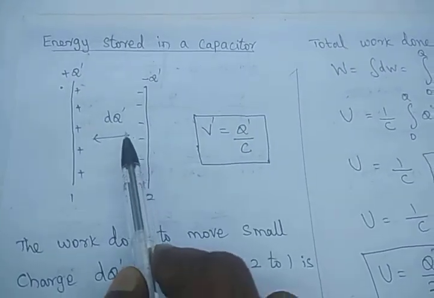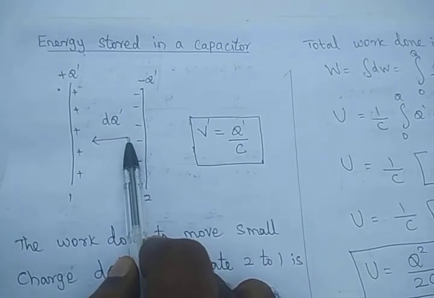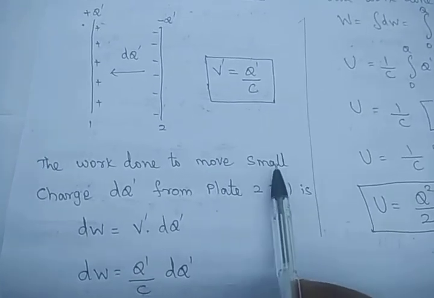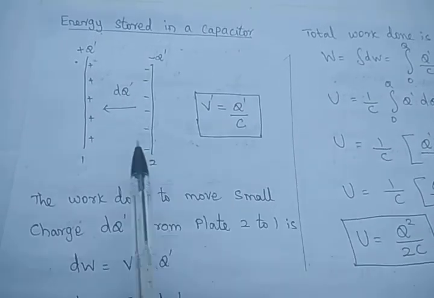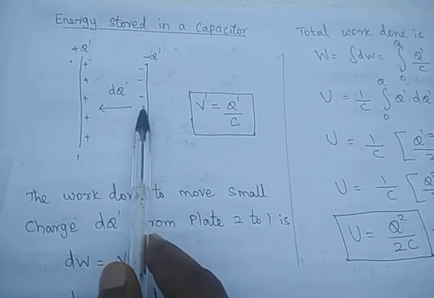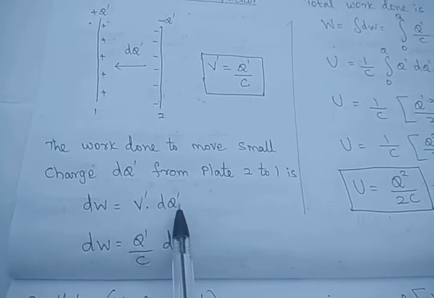Let us assume that a small charge dq prime has to be moved from plate 2 to plate 1. That is the work done to move a small charge dq prime from plate 2 to 1. So a small work has to be done to move a charge dq prime from plate 2 to 1. That work done is equal to V dq prime.